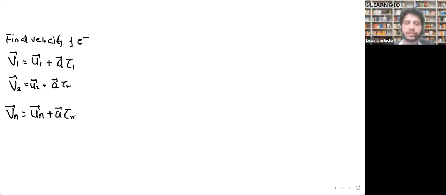Yes, Noor, we will see that it decreases because acceleration is negative. You will see that mathematically, acceleration is negative. We'll see that it's decreasing. So this is the velocity of individual electrons after the collision.